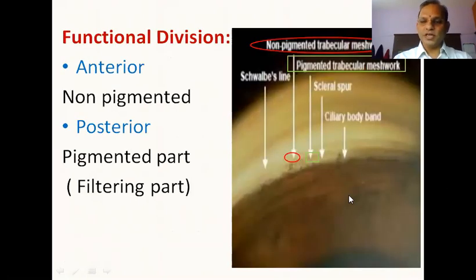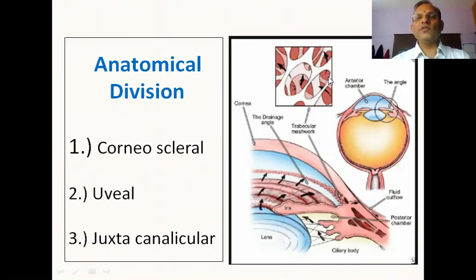This is the structure again. Going back, we can see this is the sieve-like structure from which the aqueous flows out into the Schlemm's canal.